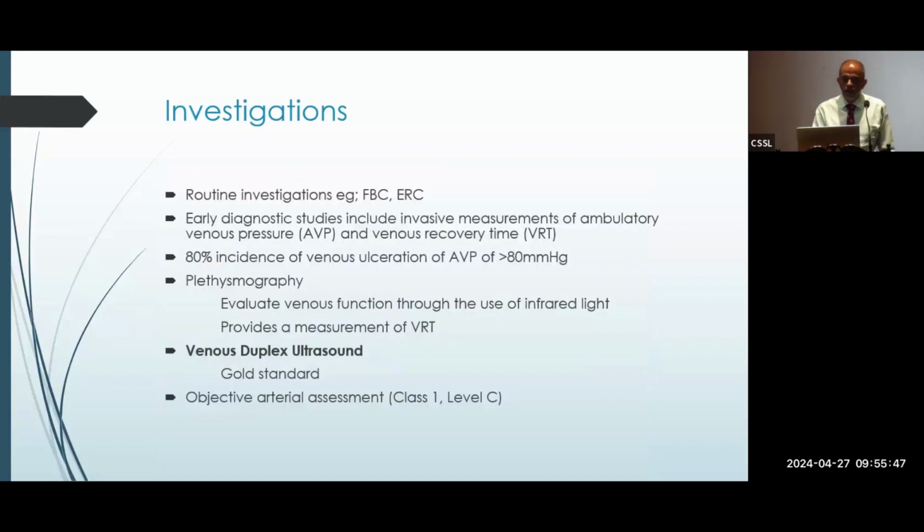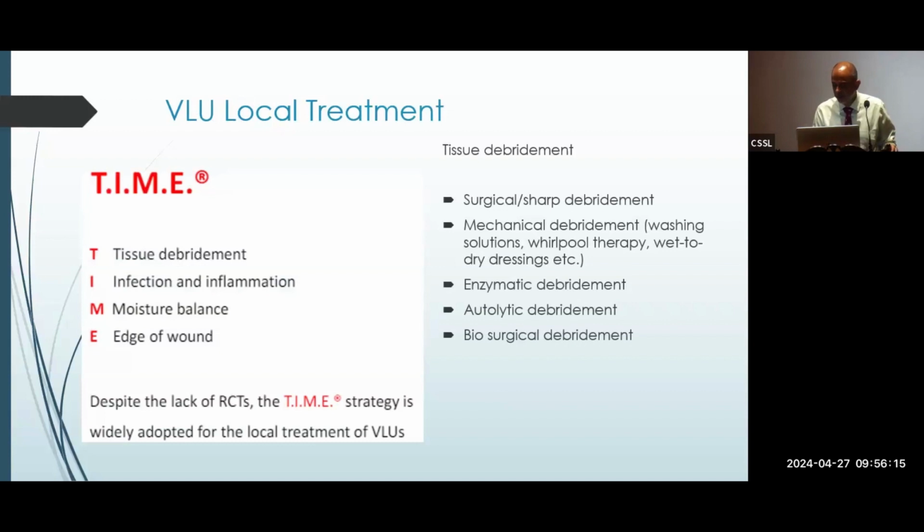These are irrelevant to us because in other countries they do plethysmography, try to check the venous recovery time, ambulatory venous pressures and all those things. But for us, the gold standard is venous duplex ultrasound, just to find out whether it's a deep vein thrombosis that is causing the venous ulcer, or deep venous reflux, or something like May-Thurner, or more commonly superficial truncal reflux which is causing these ulcers.